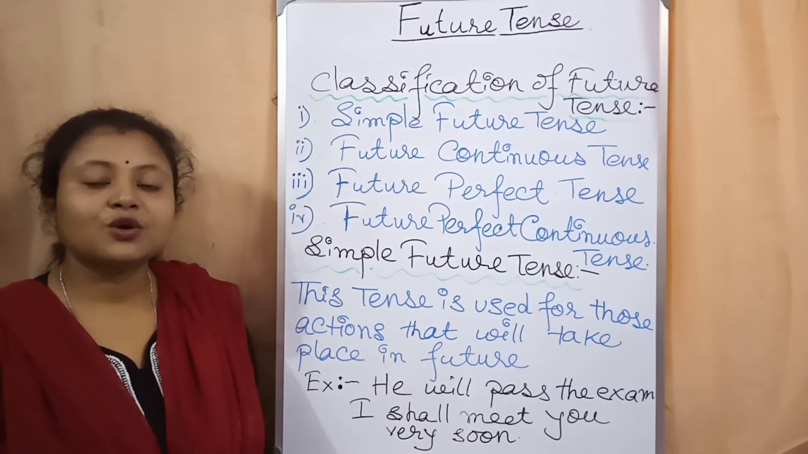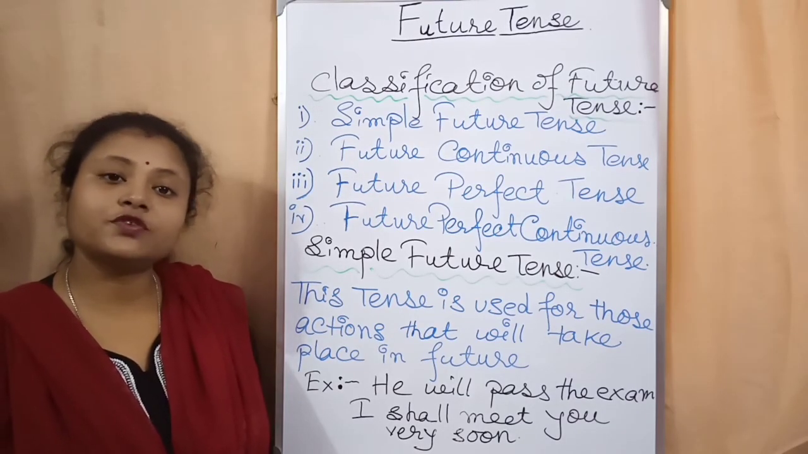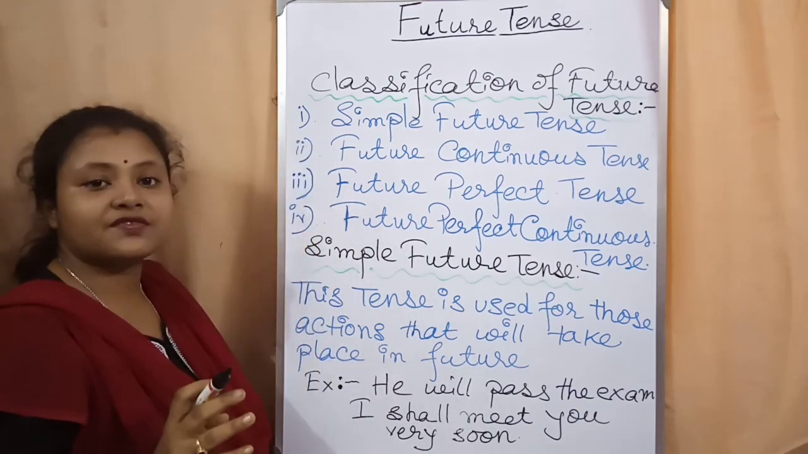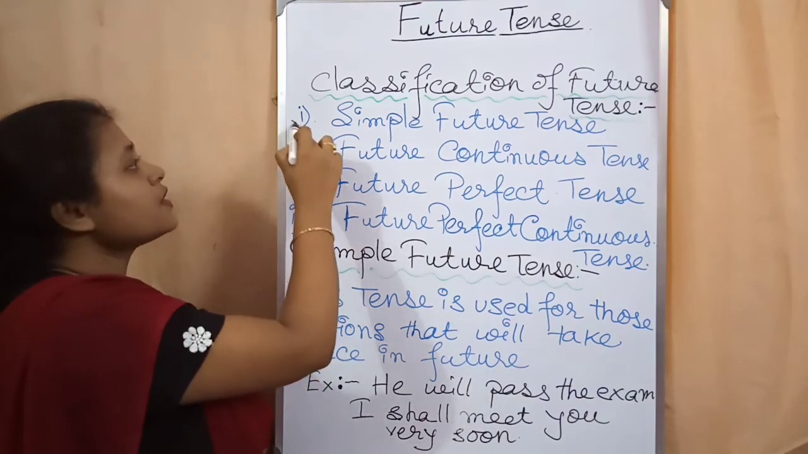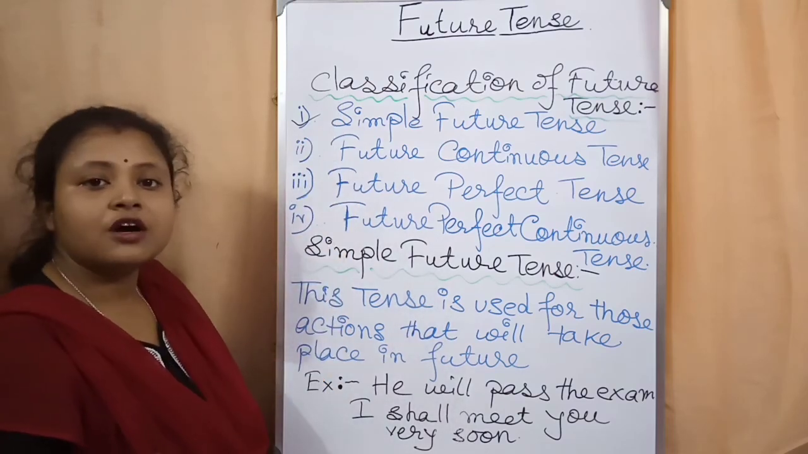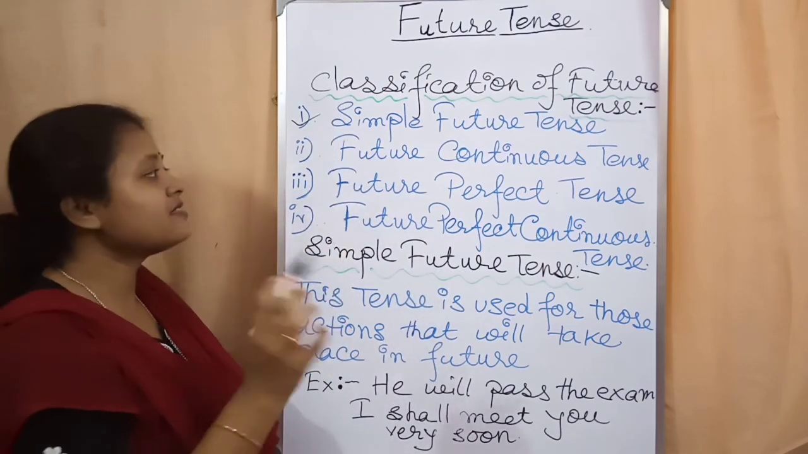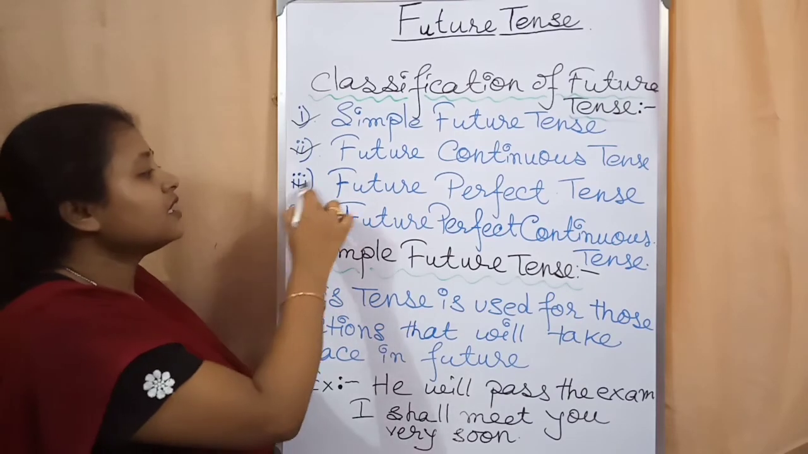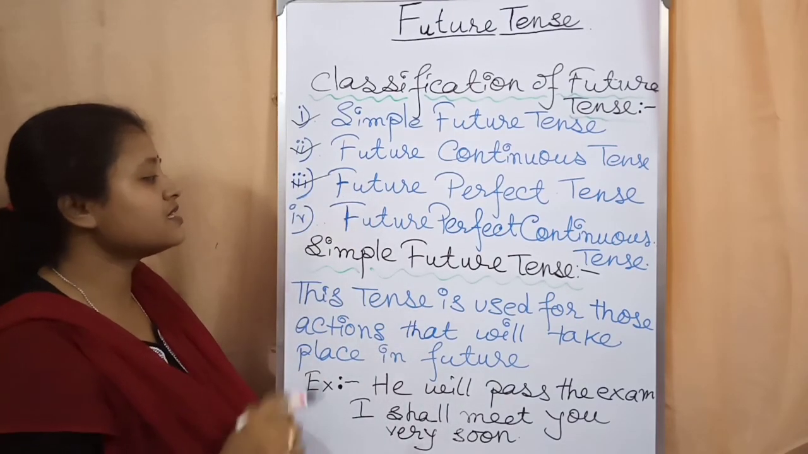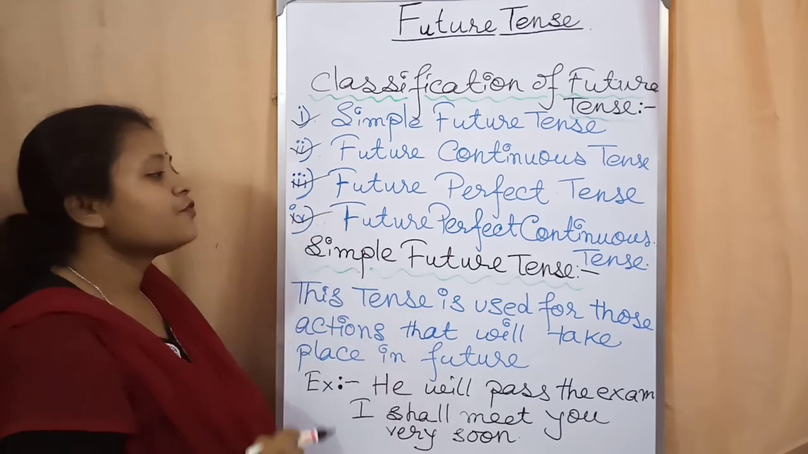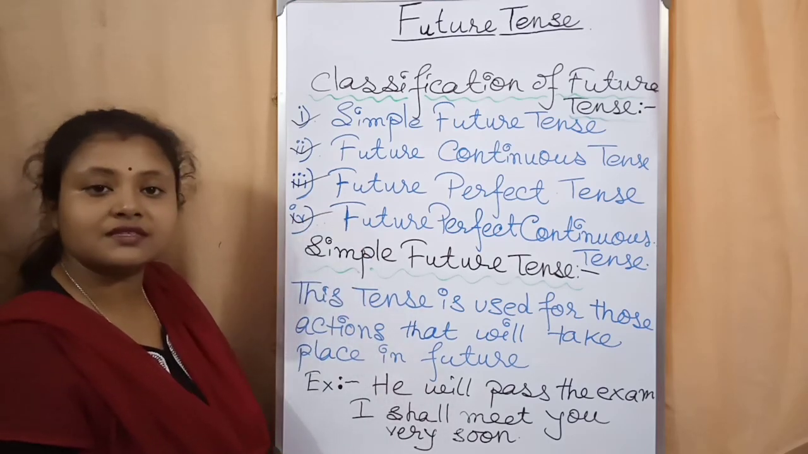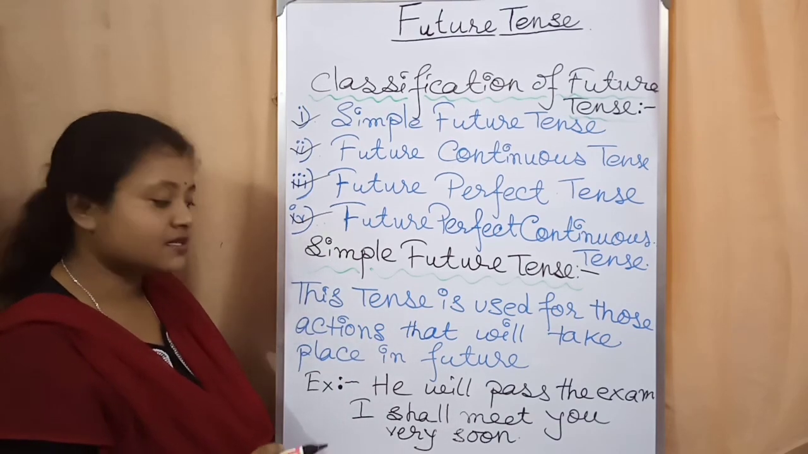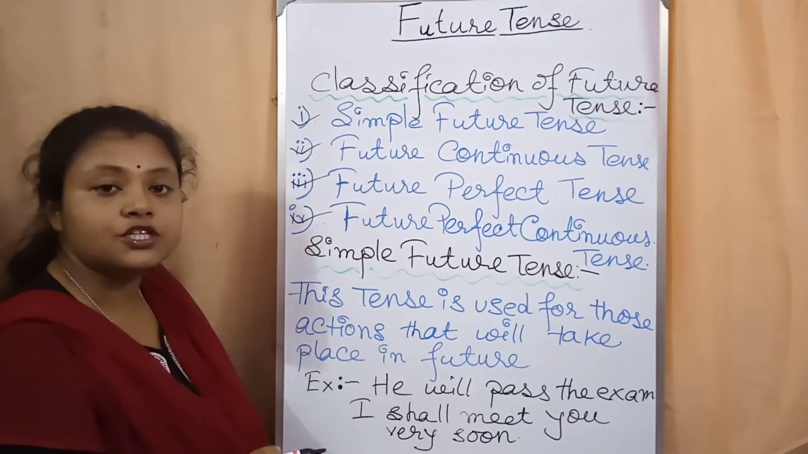Now students, what are the classification of future tense? There are 4 classification of future tense. First one is simple future or future indefinite tense. Second one is future continuous tense. Third one is future perfect tense. And fourth one is future perfect continuous tense. Now, what is simple future tense? Let's come to the definition.